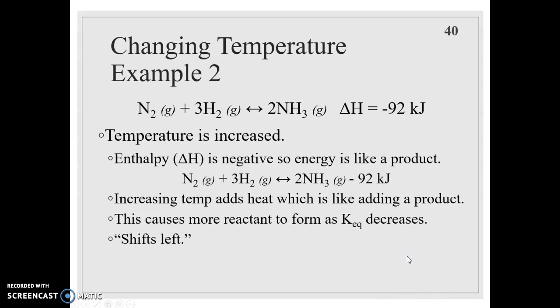All right, here's another example. So this one is exothermic, noted by the negative delta H. So as temperature is increased, it's like adding a product. You add more products, the equilibrium would need to shift to left, and that would cause a decrease in products and increase in reactants. KEQ decreases as a result. Remember, KEQ only changes with temperature changes. That would result in a shift to left.